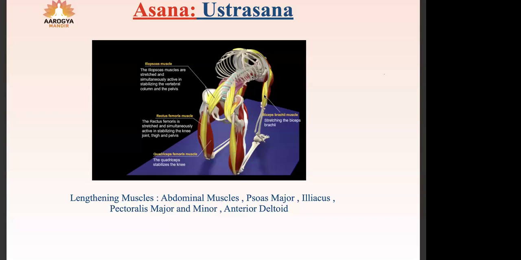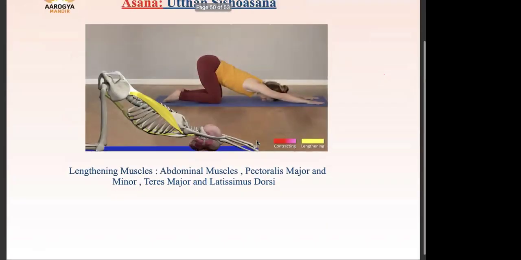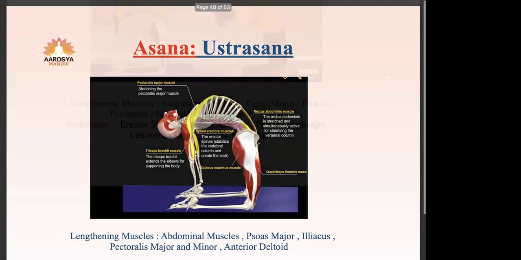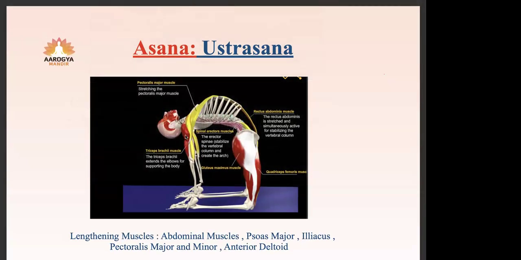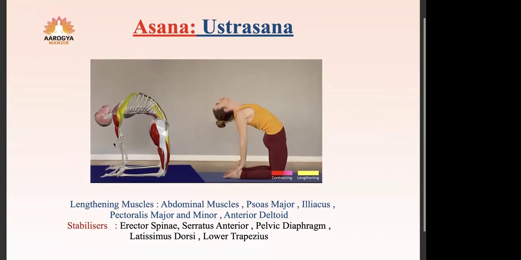And apart from that, the biceps brachii muscle is getting stretched. So in Ustrasana, these are the muscles getting stretched, apart from the abdominal muscles. And the muscles getting contracted, of course, you can see over here: the stabilizer muscles are the erector spinae. You can see the serratus anterior over here, which is stabilizing. The pelvic diaphragm is helping over here. The latissimus dorsi is also contracting, and the lower trapezius over here is also contracting.